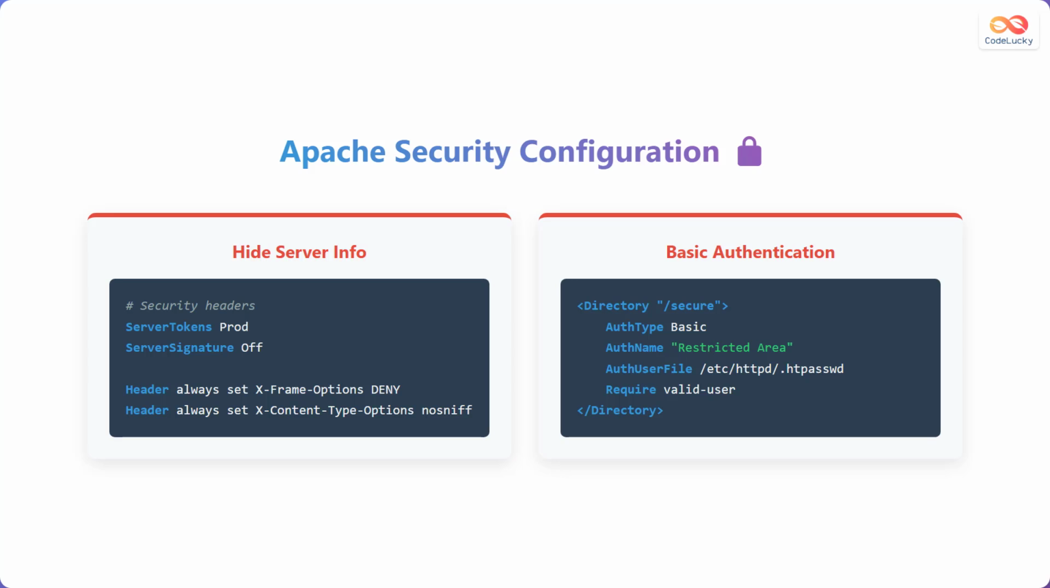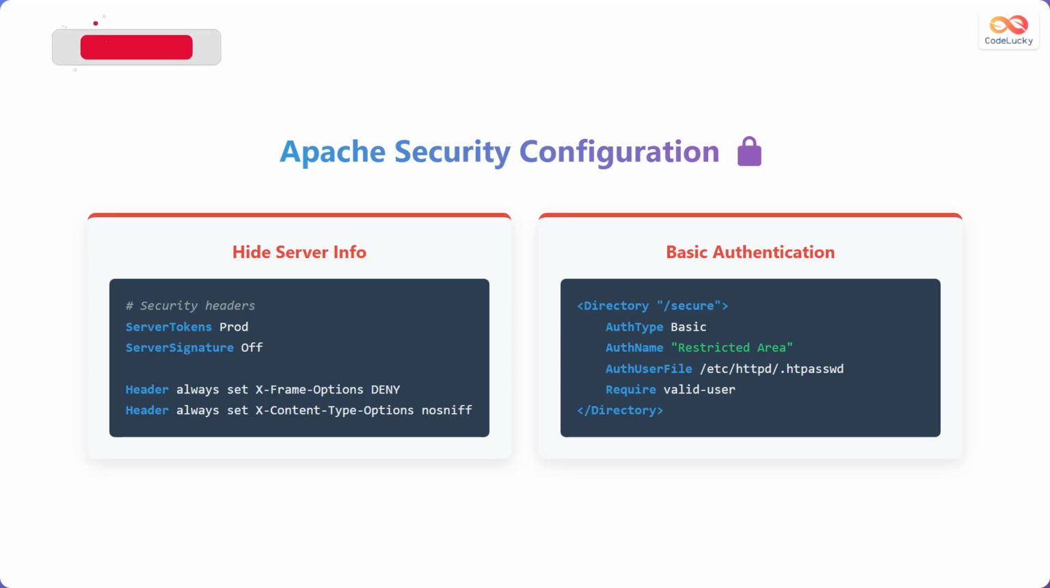Apache security involves hiding server information and implementing proper authentication. ServerTokens Prod reduces the amount of server information disclosed in HTTP headers, showing only Apache without version details. ServerSignature Off prevents Apache from adding server information to error pages. Security headers protect against common web vulnerabilities. X-Frame-Options DENY prevents the site from being embedded in frames, protecting against clickjacking attacks. X-Content-Type-Options nosniff prevents browsers from MIME type sniffing, reducing XSS risks.